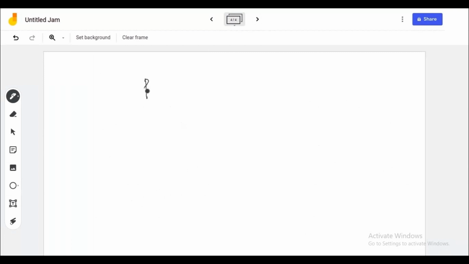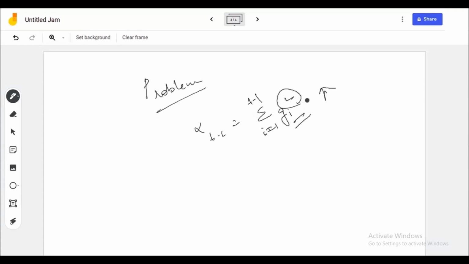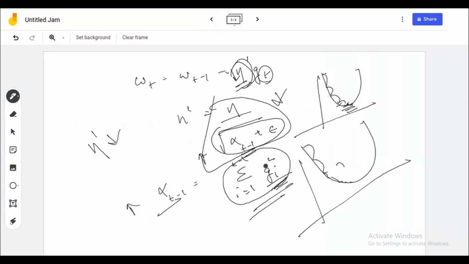There was one problem though with Adagrad. Since alpha t minus 1 is the sum of all the gradient squares, the problem is this increases very quickly since it is a square of everything. If this increases very quickly, hence eta dash will decrease very quickly and very fast.